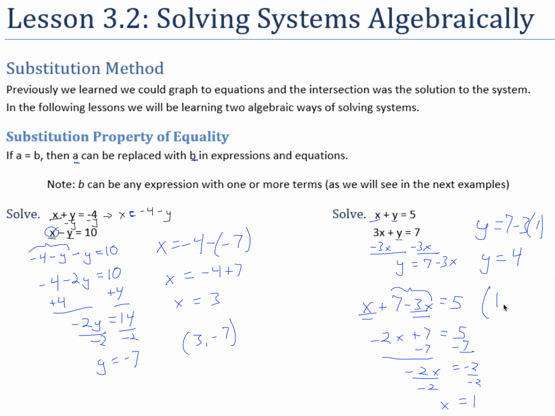So put your answer as an ordered pair. x always comes first, so (1, 4). Check if it works. 1 plus 4 does equal 5, so it works for this top one. Put it in here. 3 times 1 is 3, plus y, which is 4. That does equal 7. They both work. Our answer is (1, 4).